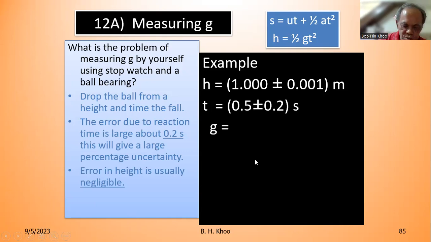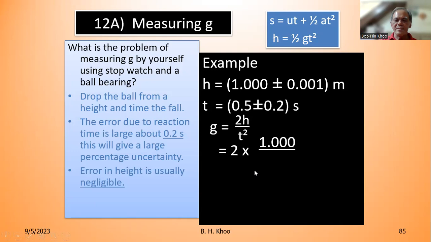Even though your stopwatch may be able to read to 0.01 second, you still have to take the reaction time because the reaction time gives a greater uncertainty. So from that equation, g: cross multiply, take 2 across, take t squared down. So you get g equals 2h over t squared. Put in the values: 2, h is 1, over t squared. Calculate, it is about 8.0 meter per second squared.